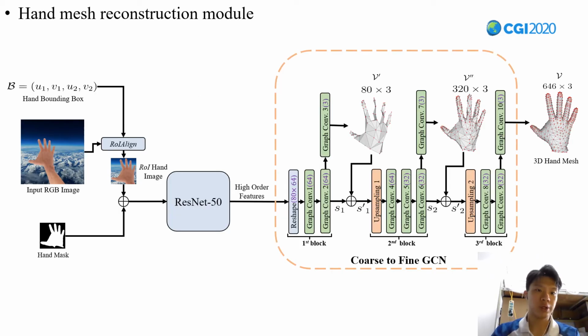The second module is hand mesh reconstruction module. The feature extraction backbone of the hand mesh reconstruction module is a ResNet 50 based network which takes the concatenation of ROI hand image and binary hand mask as input to extract high order latent features. Next, the latent features are utilized by a coarse-to-fine GCN to reconstruct the hand mesh corresponding to the raw input image. Note that before output of the final hand mesh, our model produces two intermediate coarse hand meshes.